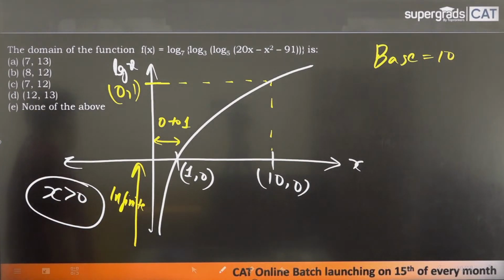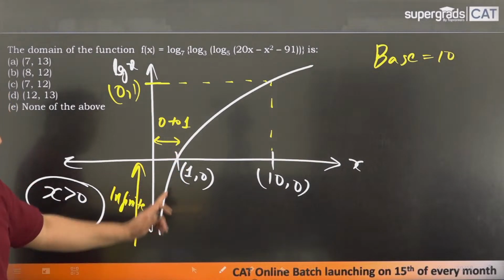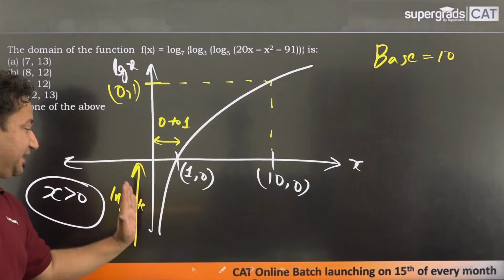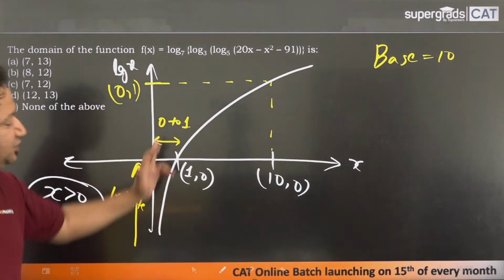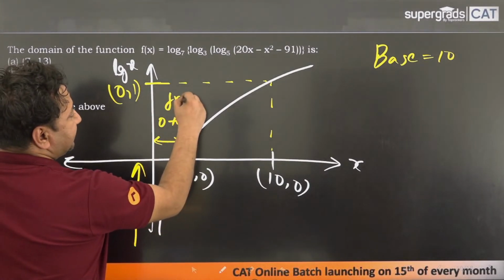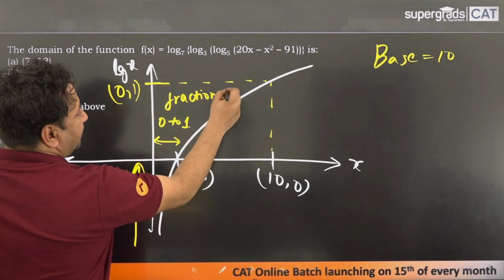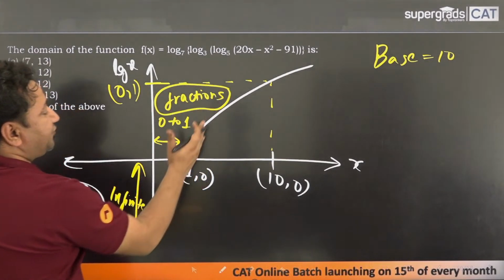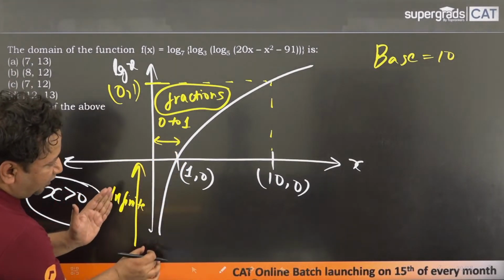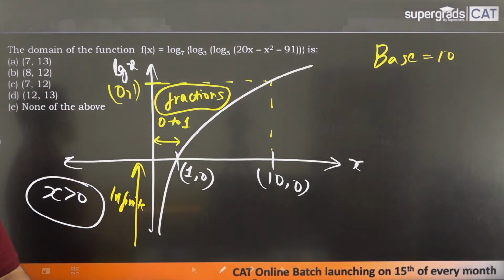So 0, this graph will never touch x equal to 0. And in the journey from minus infinity to 1, it will go from minus infinity to here, it will go at a very high speed. So I can say from 0 to 1, which is essentially the sphere of fractions, when we have a fraction, the value of log is negative and it increases at a very high speed.